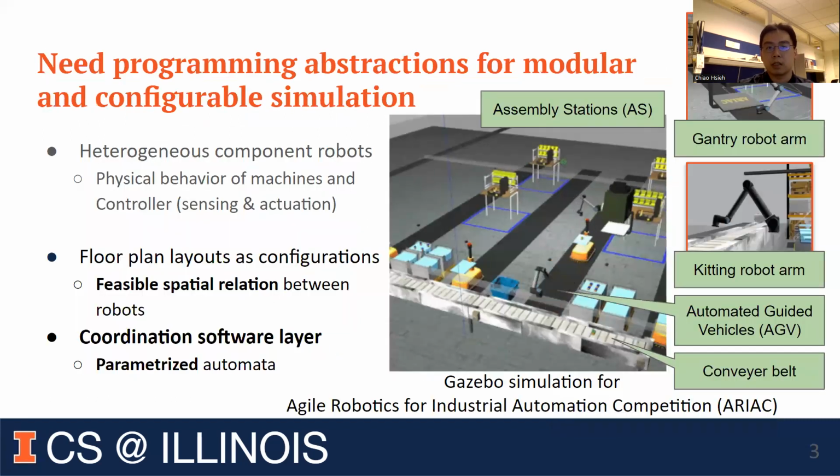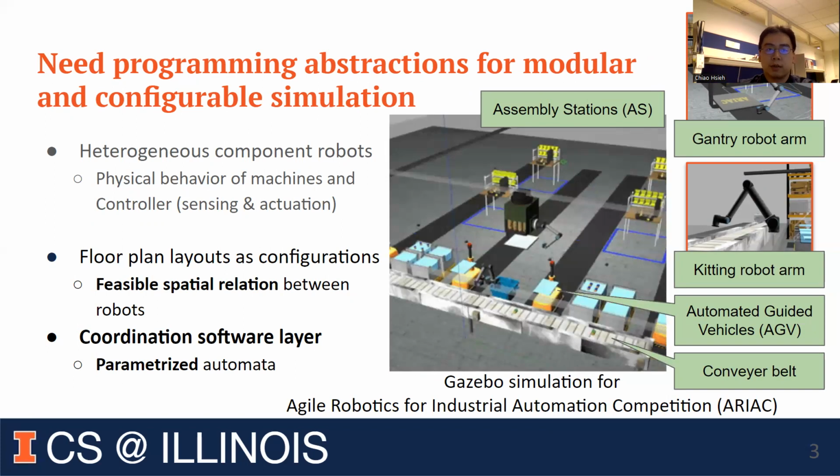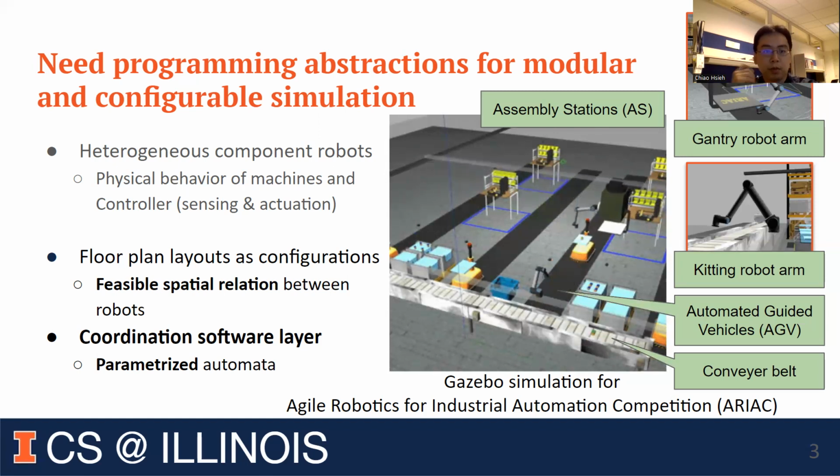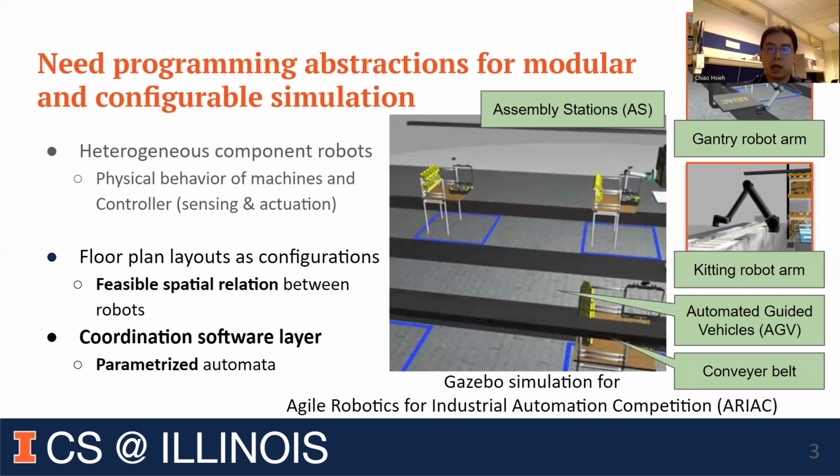And in this paper, we argue that programming abstractions are required for two aspects of designing a modular and configurable simulation framework. As we know, the simulator, of course, needs to include the physical models and controllers for sensing and injecting different kinds of robot models in the system. But the simulator also should support configurations using a floor plan layout to specify the relative spatial relations between robot models. And it also requires a coordination software layer to orchestrate the controllers for each of the robots. In this paper, we particularly focus on the floor plan and the coordination software layer aspects.